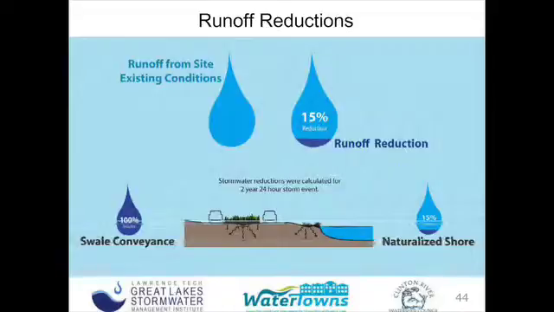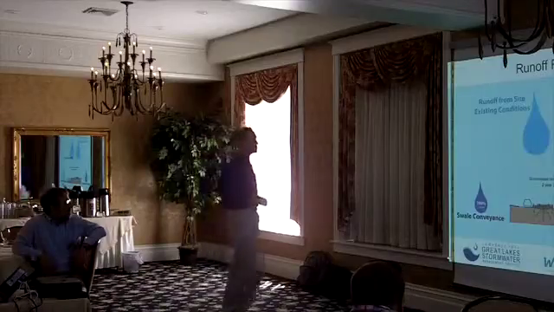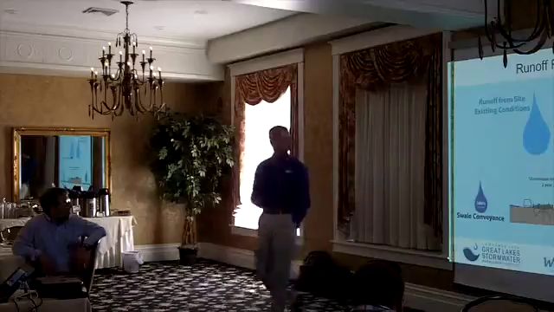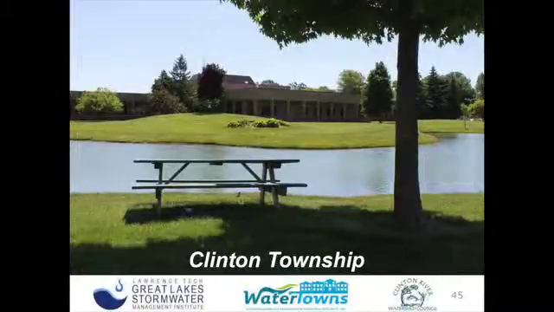So this is how much runoff is coming from the existing condition. If we make these changes, here's what you're going to keep out. So it's a 15% reduction. Okay. So giant purple means if you do this, 100% of the water that's currently flowing into the river no longer will. And these are all based on a 2-year, 24-hour storm event. So we're focusing on the water quality storm. Okay. So here's Clinton Township.